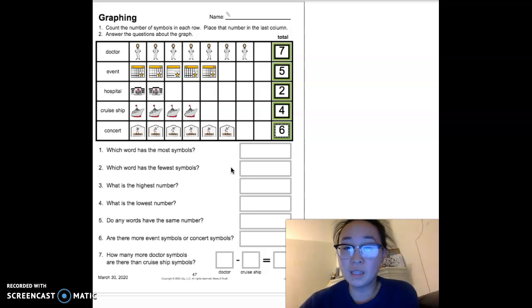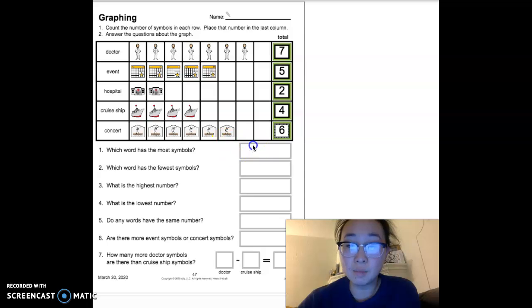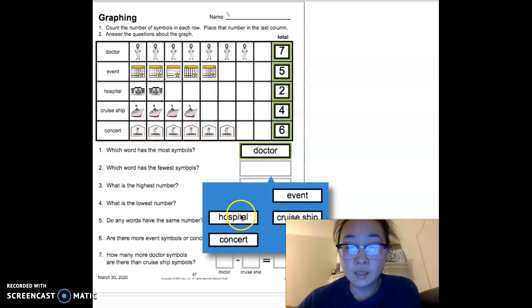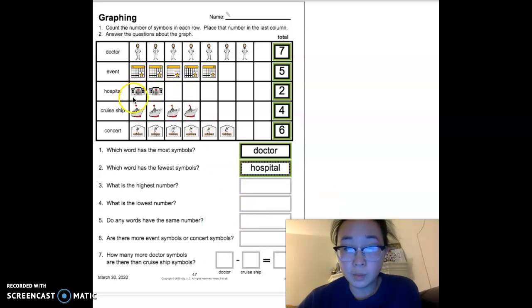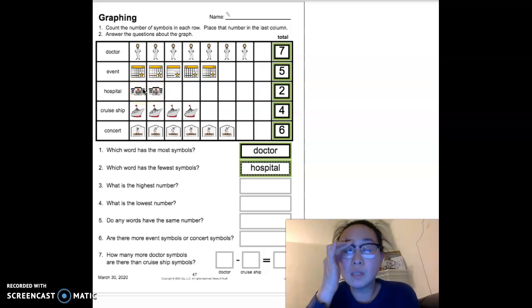So the word that has the most symbols is doctor. Here we have 7. That is the most. Doctor has the most symbols. Let's look at number 2. Which word has the fewest symbols? Fewest is the one we're looking for. I'll give you a moment to look it over. The answer is hospital. Hospital only has 2. That's it. That's the fewest amount of symbols that they have.